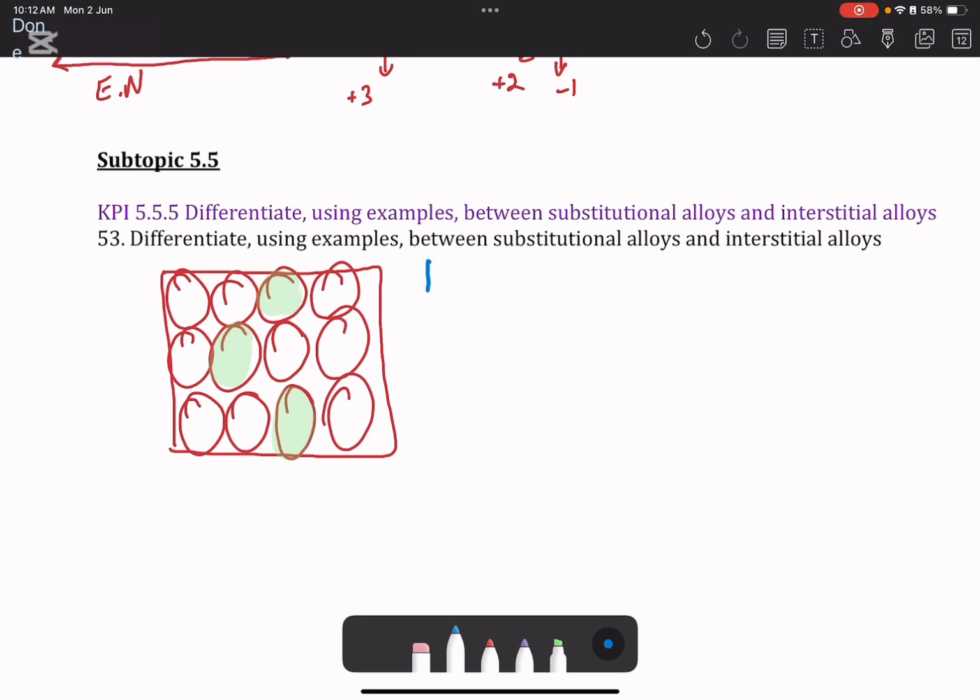A good example of a substitutional alloy is brass, which is made up of copper and zinc. What else? Substitutional alloys are less malleable and ductile than the pure metal. They're not more malleable, they're less malleable, less ductile, and the density is the average density of the metals forming this alloy.